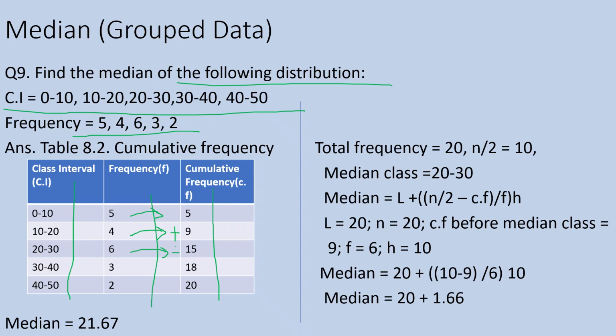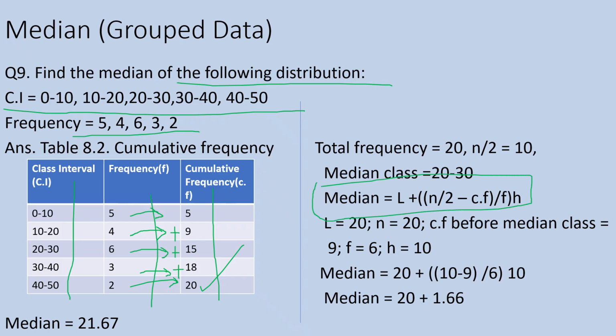Again we will add 15 plus 3, which is equal to 18. And the last one is 18 plus 2, which is equal to 20. In this way, we get all the cumulative frequencies from the frequency, adding the frequencies one after another with the cumulative frequencies. So now after we get this, we'll have to put the values in the median formula.